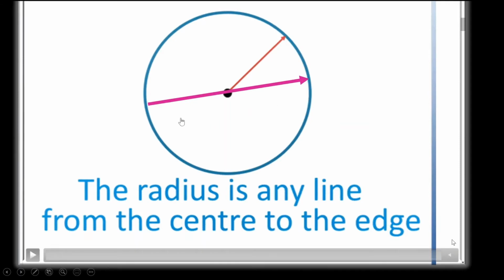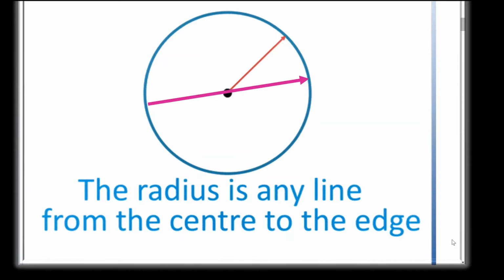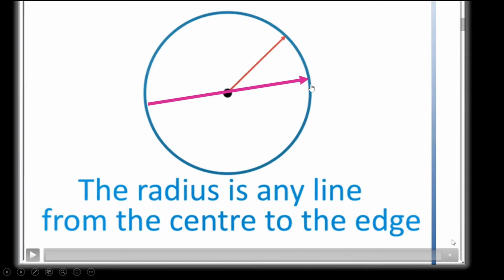So the diameter of a circle is the length of the line through the center. It passes through the center and touches 2 points on its edge. So it should touch the 2 points on its edge. That's the quality of a diameter. So twice the radius is the diameter.